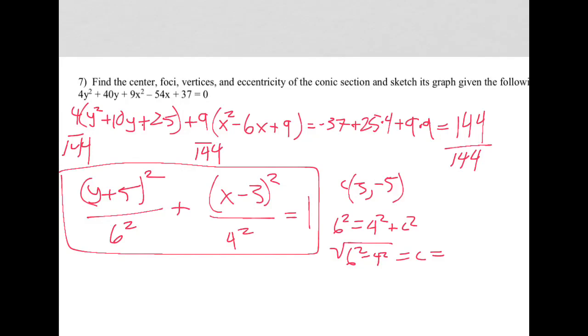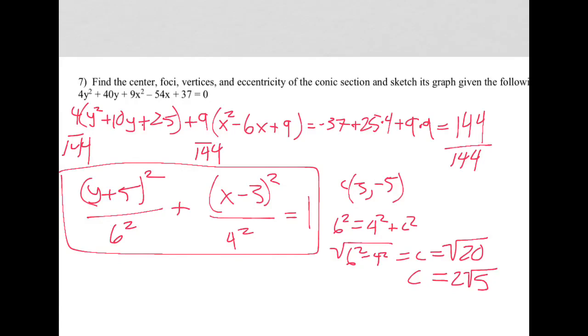So I know that c is going to be the square root of 20, and 20 is 5 times 4, so I can simplify this to 2 times the square root of 5, because the square root of 4 is 2, so I can pull that out front. 2 times the square root of 5 is my c value right there, which means if I want to find the coordinates of the foci and the vertices, I gotta do a couple things.